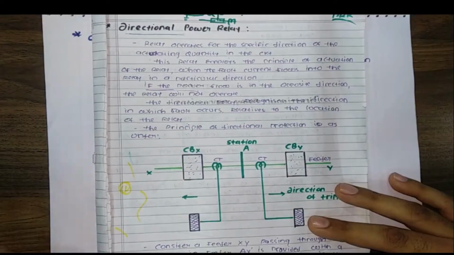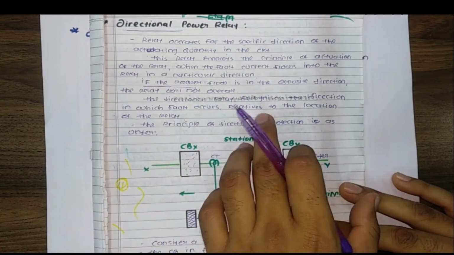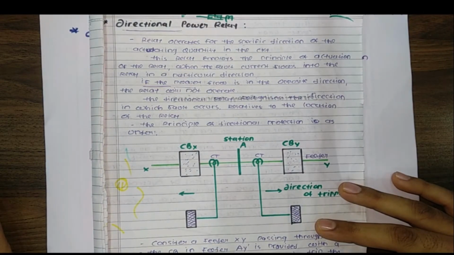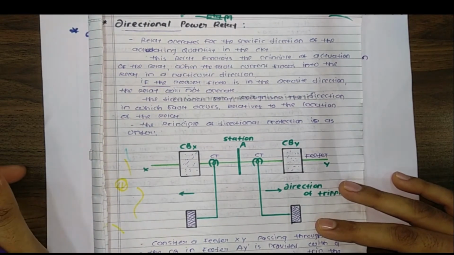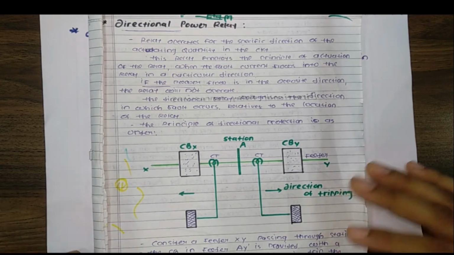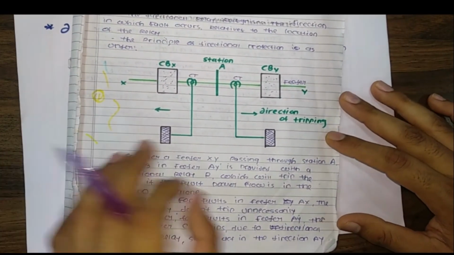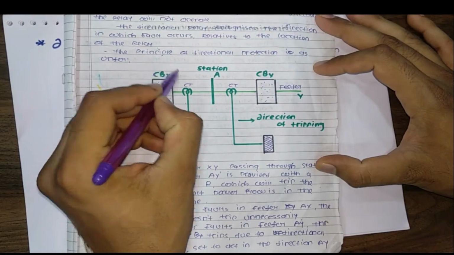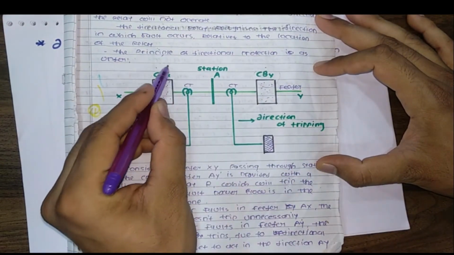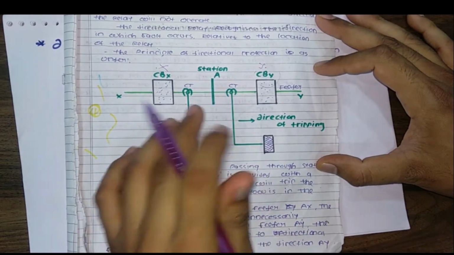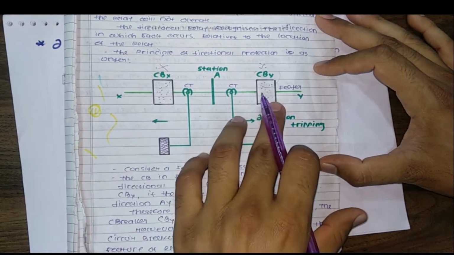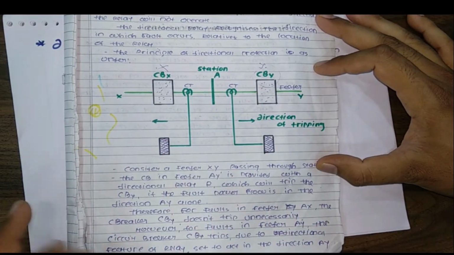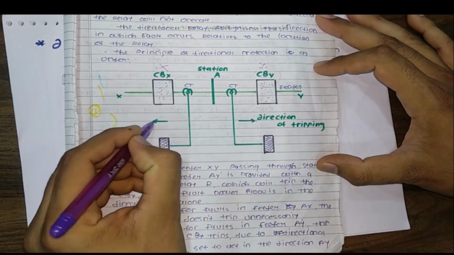The directional relay recognizes the direction in which a fault occurs. Where the fault occurs, it will recognize its direction relative to the location of the relay. So the principle of directional relay, as you can observe here in this figure of directional power relay: this is one circuit breaker, X circuit breaker, and this is another circuit breaker, Y circuit breaker. There is one station, and a CT is mounted here and another CT is mounted here. This is the direction of tripping, and this one is also a direction of tripping.